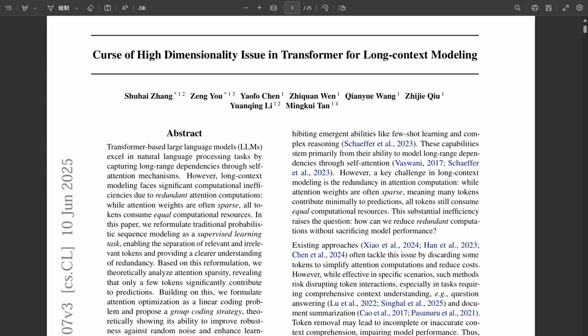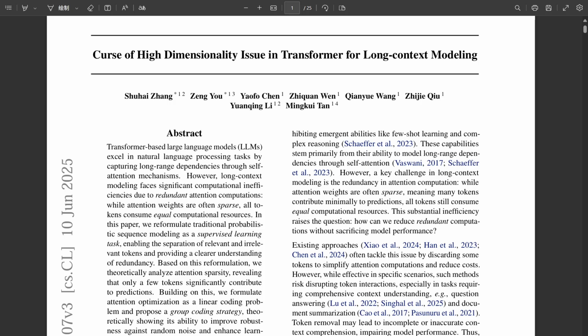Right. And the paper we're digging into today really zeroes in on this. They call it the curse of high dimensionality, but specifically in the context of these transformers. That's the term they use. And it's not just about more data making things harder. It's about a fundamental inefficiency in how that standard attention mechanism scales up.